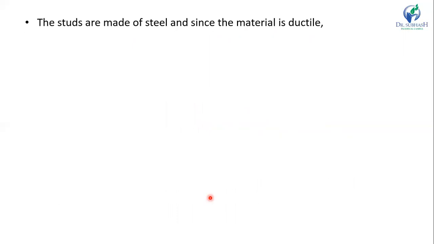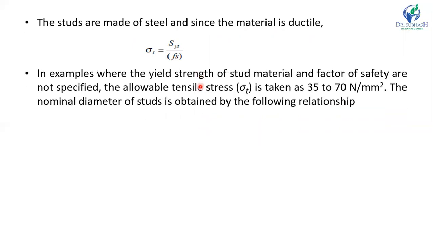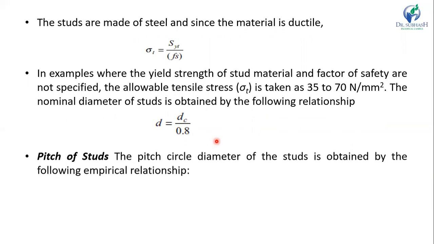Studs are made of steel, and since the material is ductile, sigma T is equal to SYT upon factor of safety, where SYT is the yield stress. In an example where the yield strength of the stud material and factor of safety are not specified, the allowable tensile stress is taken as 35 to 70 Newton per millimeter square, and the nominal diameter of the stud is obtained by the relation D equals dc by 0.8.